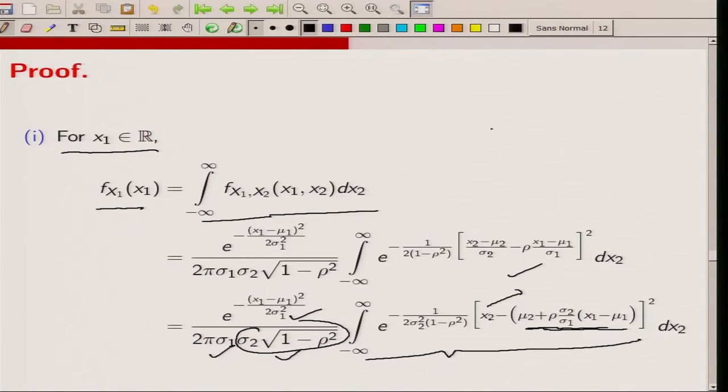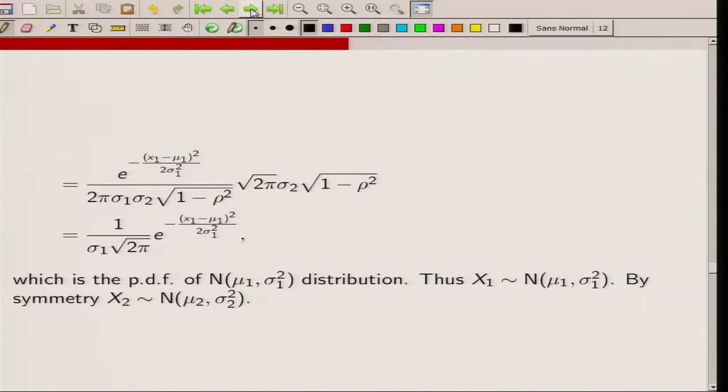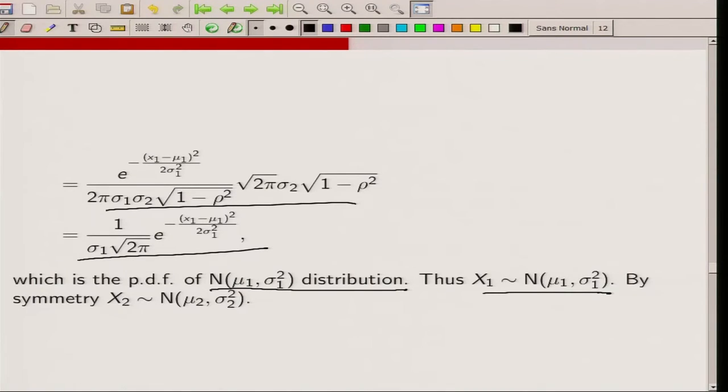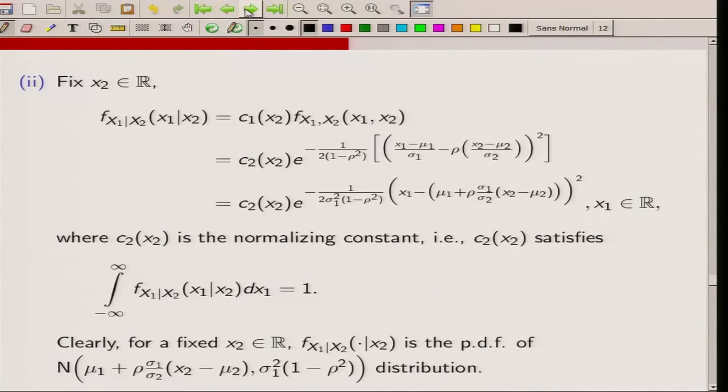So, if you use that, this is what you get. So, f x 1 turns out to be this: 1 over sigma 1 root 2 pi e to power minus (x 1 minus mu 1) whole square by 2 sigma 1 square, which is nothing but the PDF of normal mu 1 sigma 1 square. So, thus x 1 is normal mu 1 sigma 1 square. Now, by symmetry, certainly x 2 would be normal mu 2 sigma 2 square.